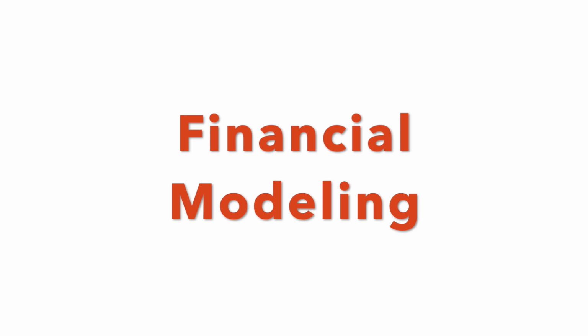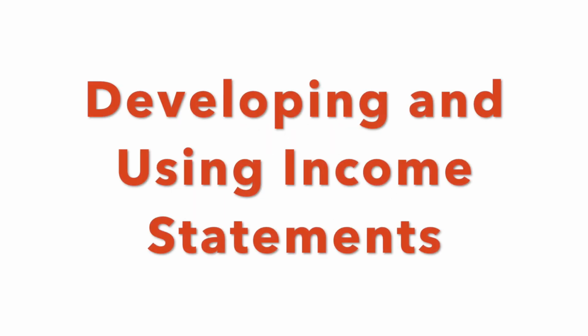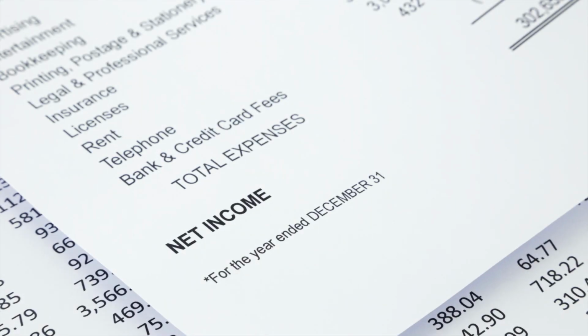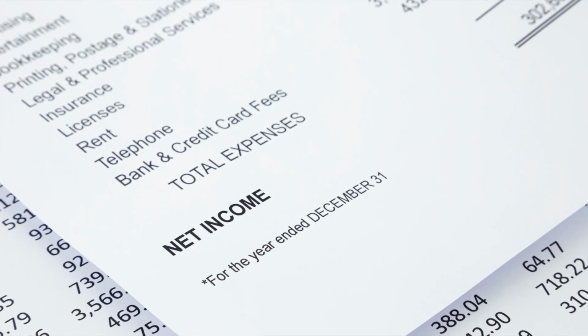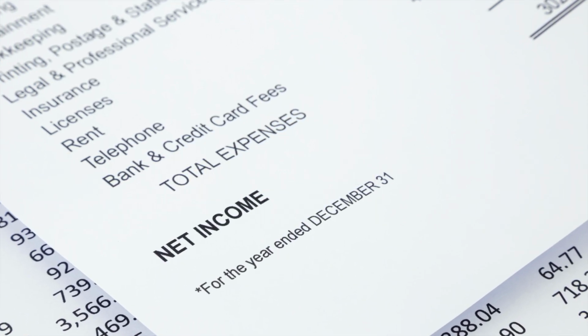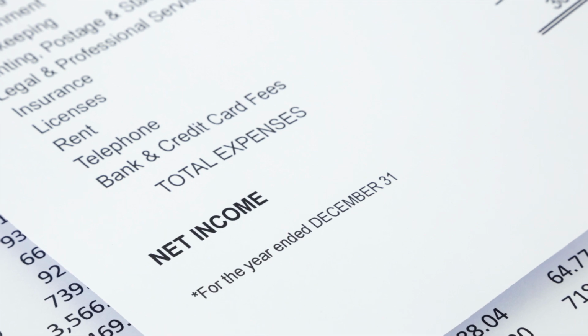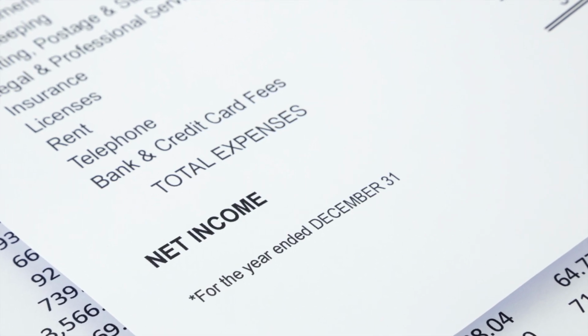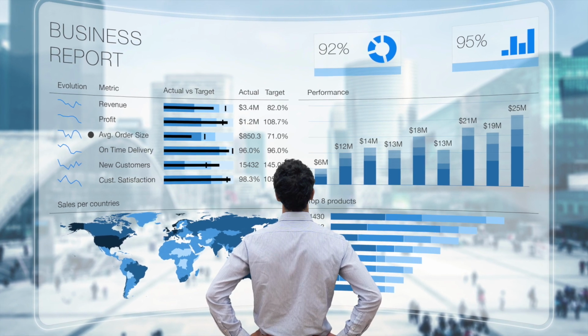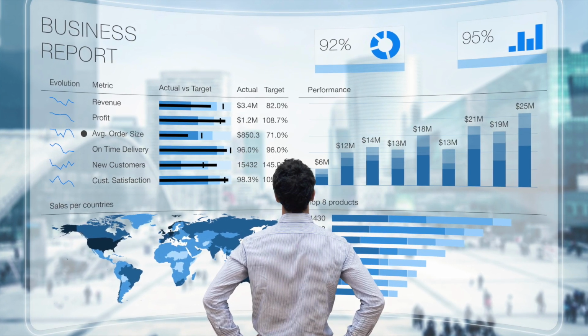This targeted skill explains developing and using income statements. On an income statement, it is possible to see key items like earnings and profit. Earnings include a company's income. Profit is calculated once all expenses are paid. Many other types of reports or statements are derived from income statements.